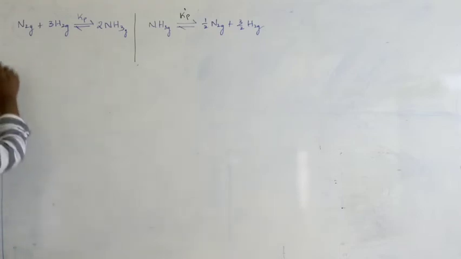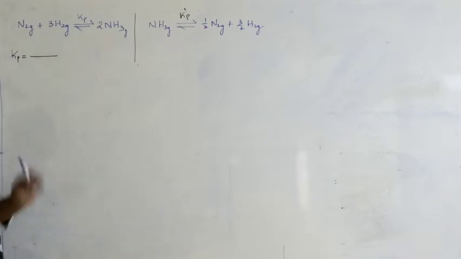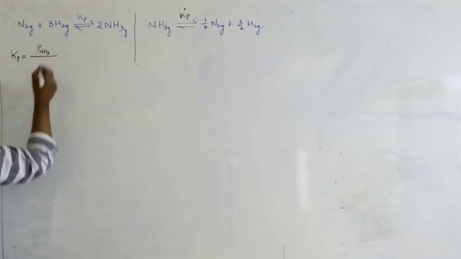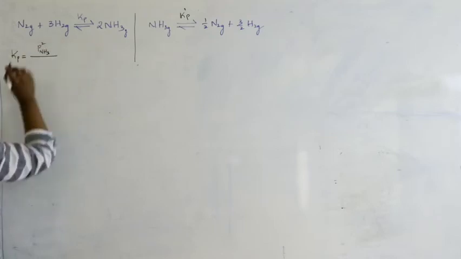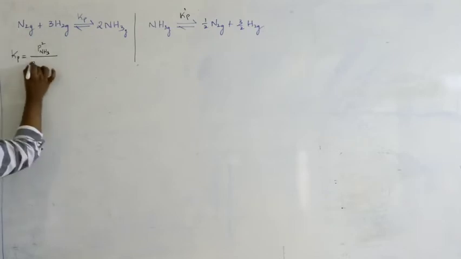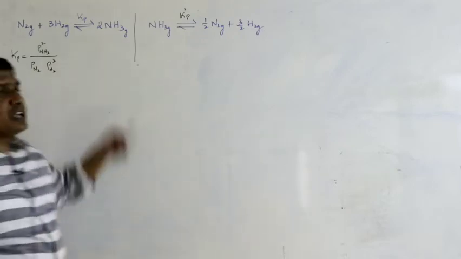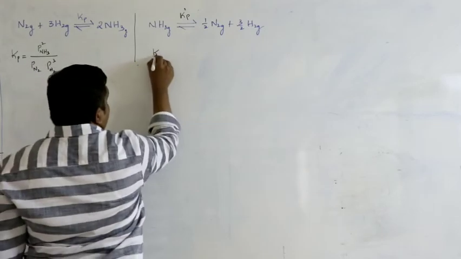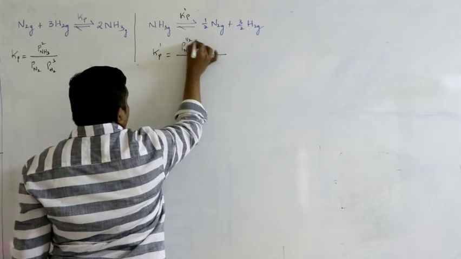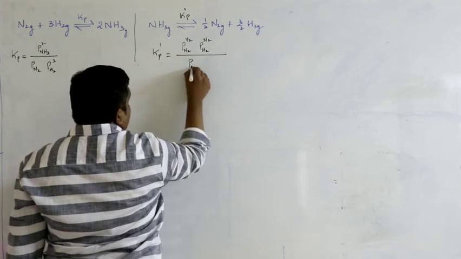So let us apply the definition. What is Kp? Equilibrium partial pressures of products by reactants. All are gases, so you have to consider the partial pressure of all the components. Here it is the equilibrium partial pressure of ammonia, 2 moles are there, so write square, by equilibrium partial pressure of reactants: nitrogen, 1 mole, so no need to write the power, and hydrogen, 3 moles. The same thing I will write for K dash P: K dash P equals partial pressure of nitrogen power half, partial pressure of hydrogen power 3/2, by partial pressure of ammonia.